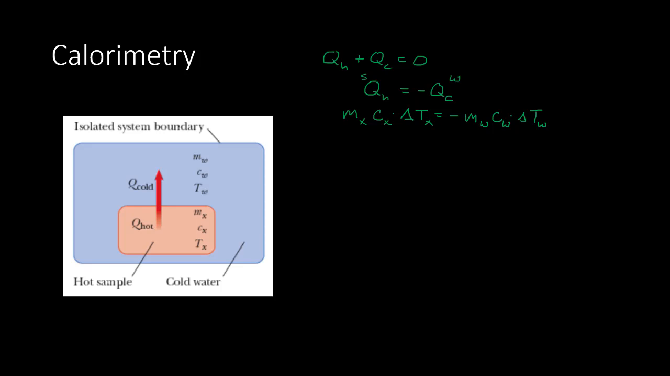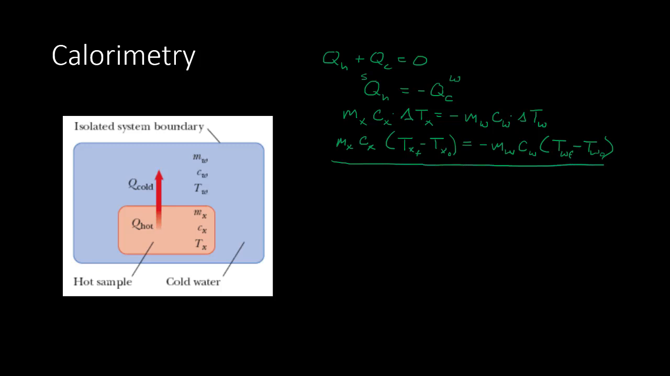Now you've got to be careful with this, because you're going to be tempted to just cancel these two terms, but that's not true. The temperature changes will not be the same all the time. Sometimes they will, but not always. So be very careful. This is a big pitfall. So we get m_x C_x times the change in temperature of X, which would be T_x final minus T_x naught, equals negative mass of the water, C of the water, times temperature of the water final minus temperature of the water initial. And then from here we can solve for our unknown.